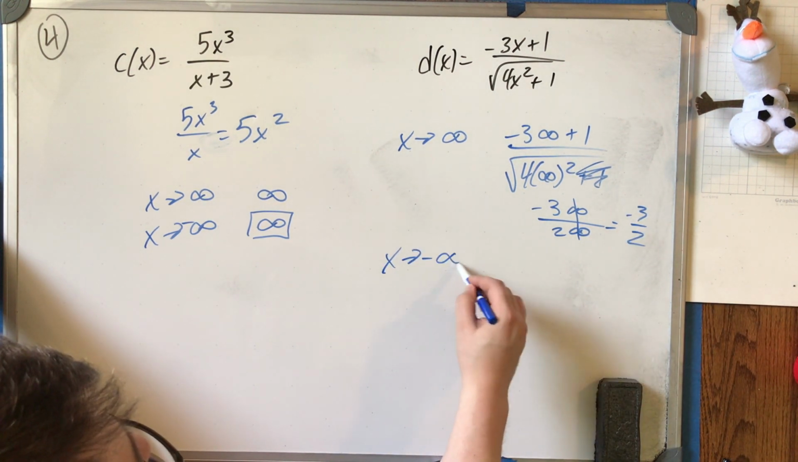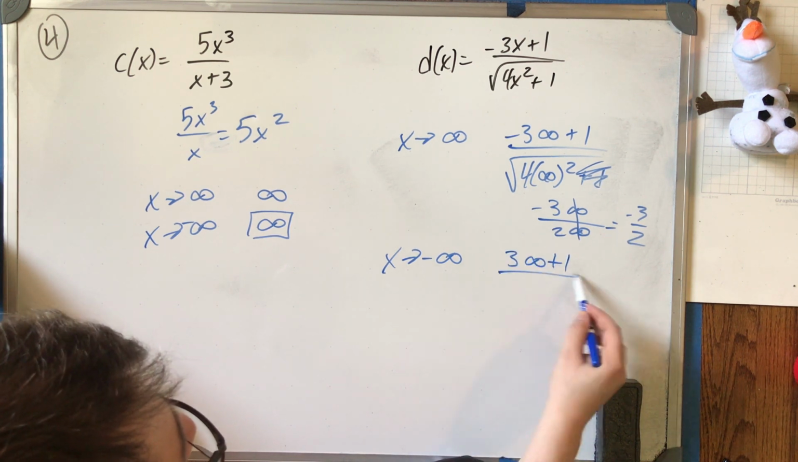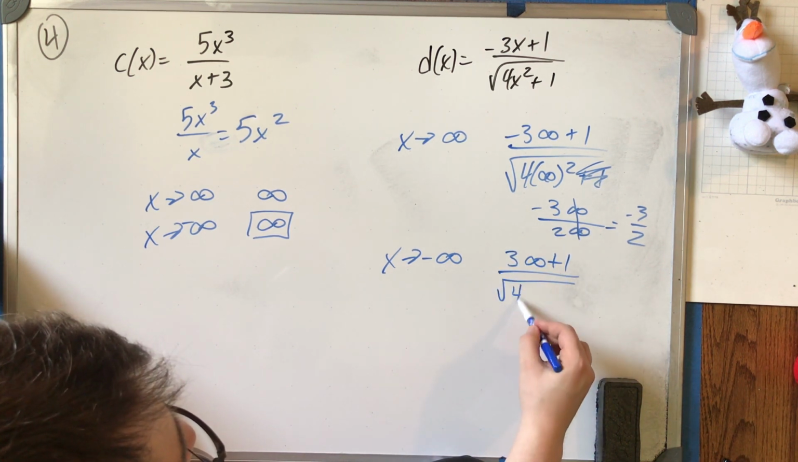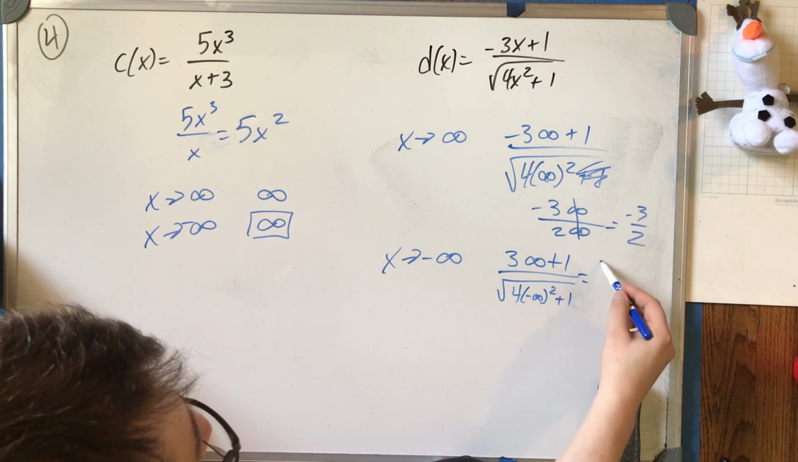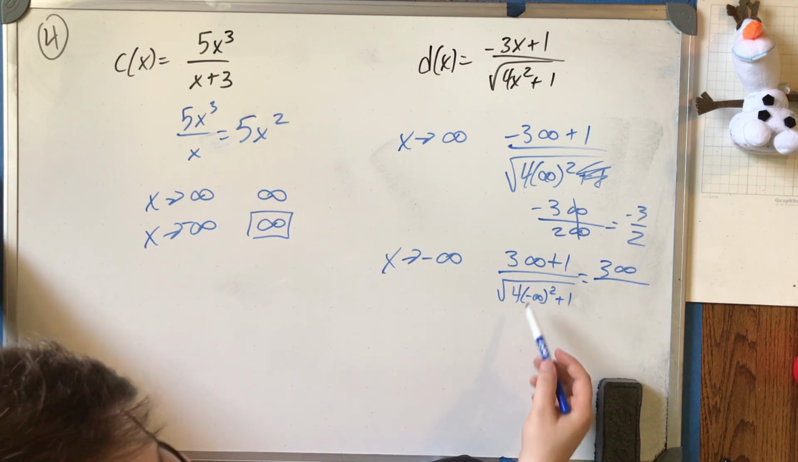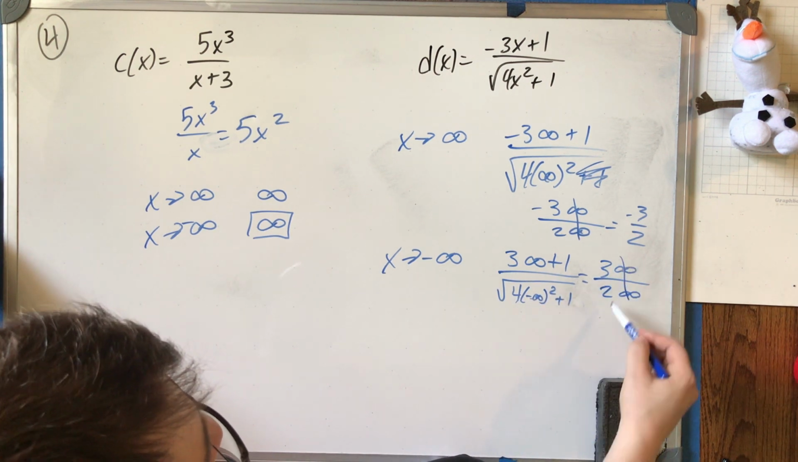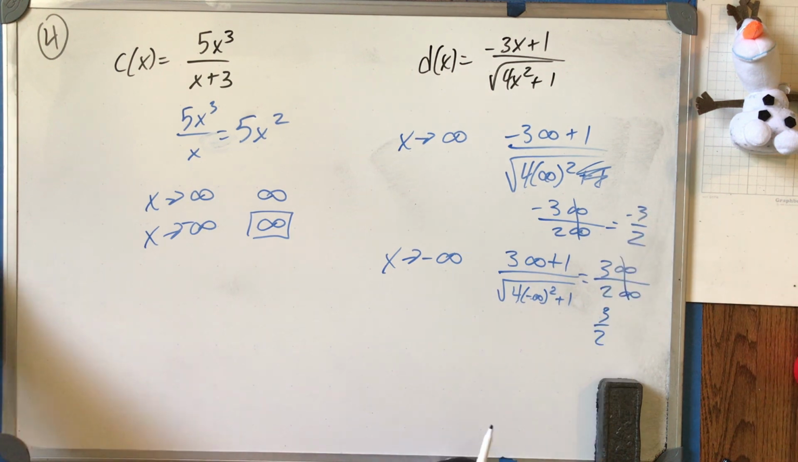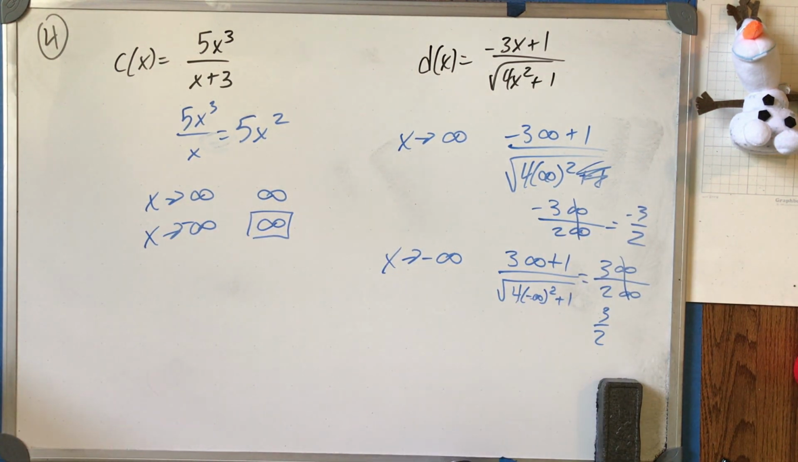When we do x approaches negative infinity, up top we'll end up with a +3 infinity plus 1, and in the denominator we'll get 4 negative infinity squared plus 1, so that's going to be a 3 times infinity on top, and the squared makes it positive, so we'll end up with a 2 infinity. So this one will be 3/2. So as x approaches positive infinity, it's -3/2. As it approaches negative infinity, it's +3/2.